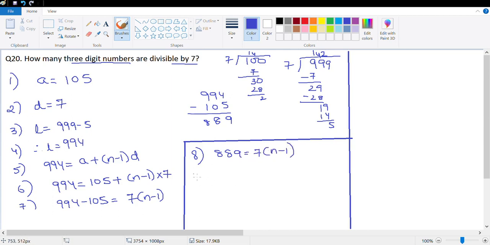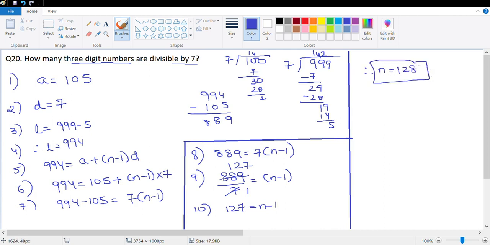Dividing both sides by 7, we have 889 upon 7 is equal to N minus 1. 7 into 8 is 1, 7 into 19, 2, 14. 49, that's 7, which gives us 127 is equal to N minus 1. Therefore, N is equal to 128. So there are 128 three-digit numbers which are divisible by 7.